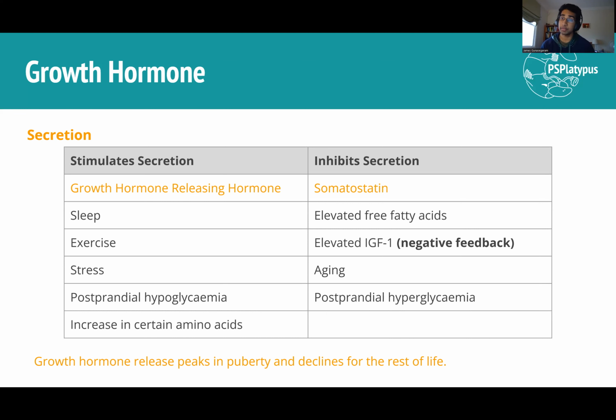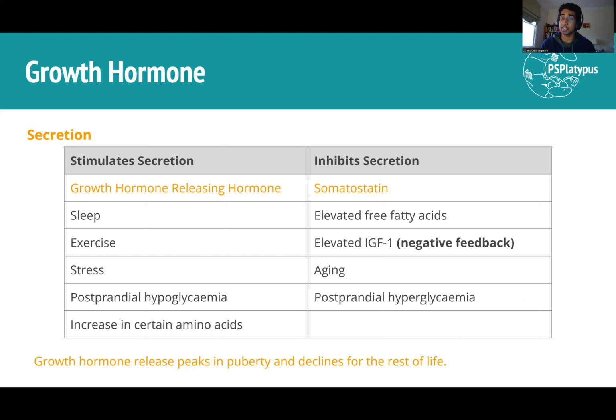So if you sleep, if you exercise, if you are stressed, after a meal when your blood sugar goes down, and if you have certain amino acids in abundance, those things cause more growth hormone to be released, through the release of GHRH. And if you have a lot of free fatty acids in your blood, if you have a lot of IGF-1, we're going to talk about that in just a second. It's basically one of the things that growth hormone causes. So this is a form of negative feedback. So you release growth hormone, it releases IGF-1. IGF-1 causes release of somatostatin, which causes inhibition of growth hormone release.